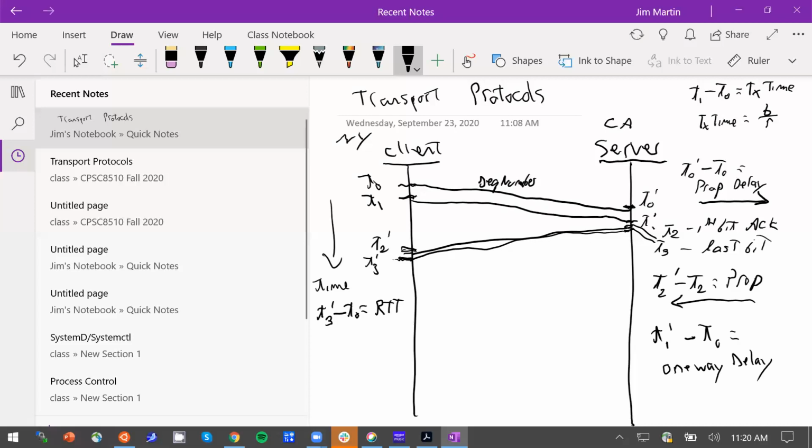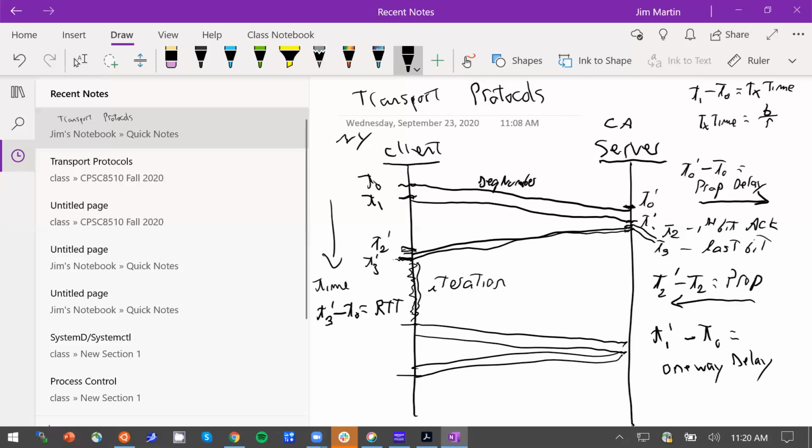Okay, and in the ping program, and also in our UDP echo program, which is trying to emulate ping, we have a parameter that defines the iteration delay. So that's the time before the next iteration. So this would be the iteration delay.